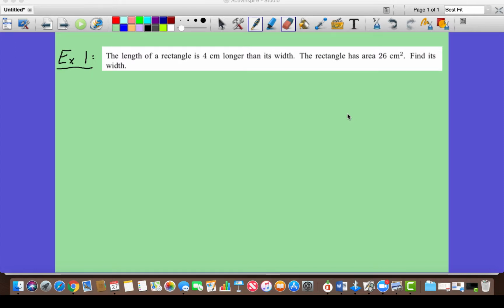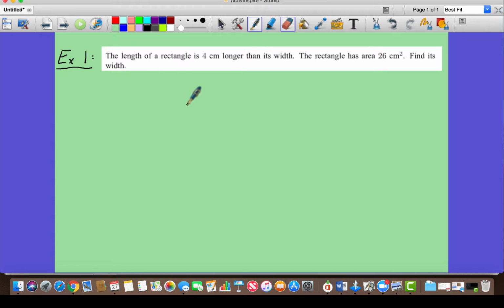All right, I'm going to go through a few problems, a few examples on quadratic problem solving. So first one, the length of a rectangle is 4 centimeters longer than its width, and the rectangle has an area of 26 centimeters squared. Find its width. So whenever there's problems about geometric shapes, I think it's a good idea just to start by drawing a picture. And so I'll say this is our width, and this is our length.